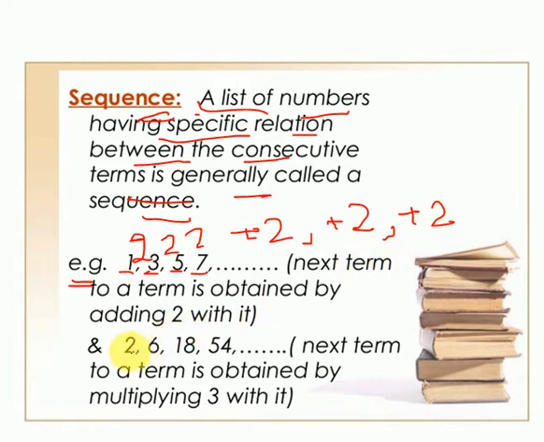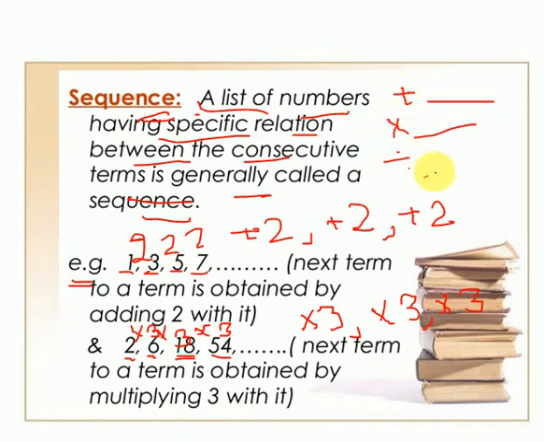Okay, now the second. Here you can see 2, then 6, then 18, then 54. Here you can see that we are multiplying by 3. First 2 times 3 is 6. Then we multiply 6 by 3, it is 18. Now we multiply by 3, then it will be 54. So you can see the next term is obtained when we are multiplying by 3 again and again, right? So this is a sequence. So a sequence is when the terms are obtained by adding the same number, multiplying by the same number, dividing or subtracting the same number. So this is called a sequence.